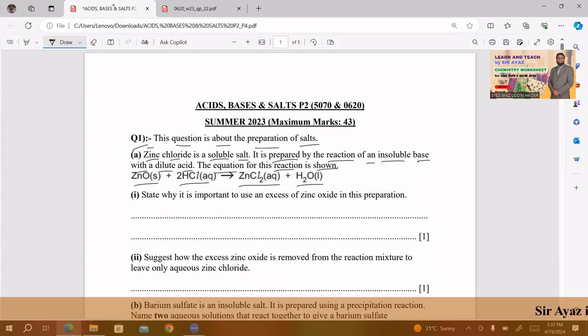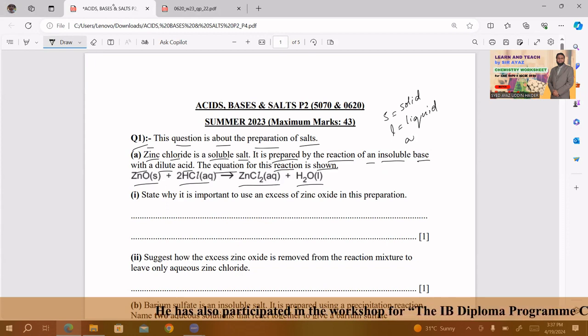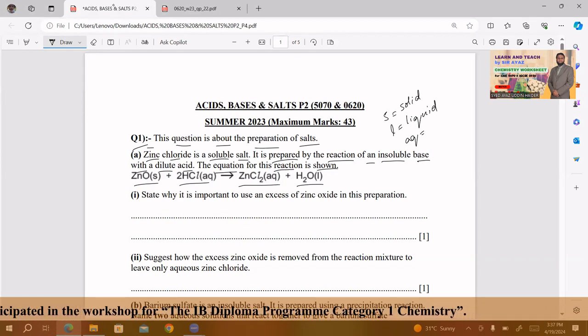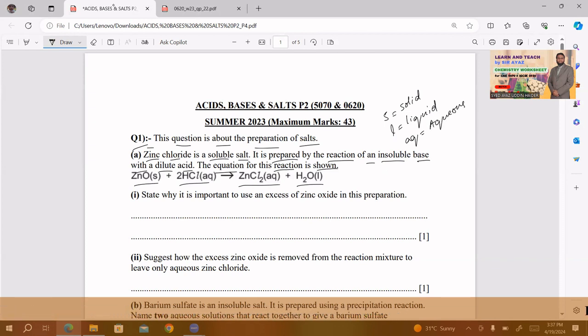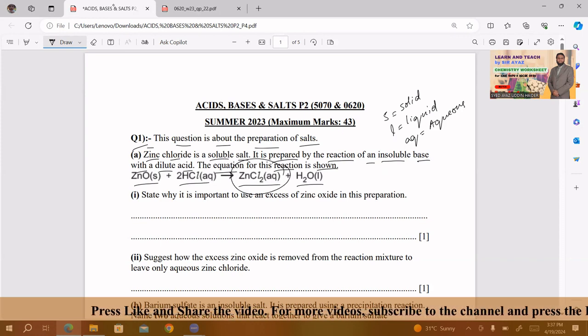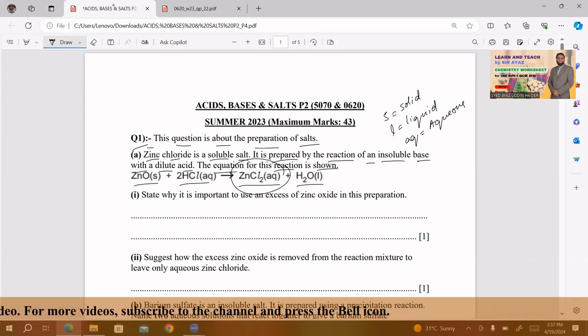I hope you all know the meaning of the state symbols. S stands for solid, L stands for liquid, AQ stands for aqueous. When a salt is soluble in water, we use the symbol AQ. If the salt or the solid is not soluble, we use the symbol S.